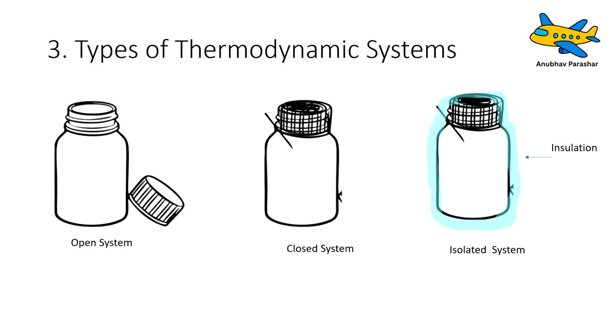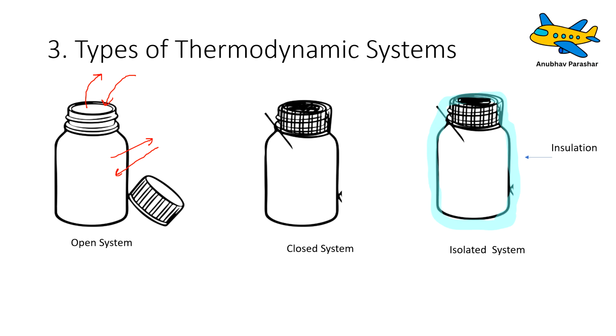Now, what are the different types of systems possible? The systems can be classified into three types: open system, closed system, and isolated system. What is the open system? As you can see, an open system is a system where mass can go in the system and mass can come out of the system. At the same time, energy can come out and energy can go in the system, right?